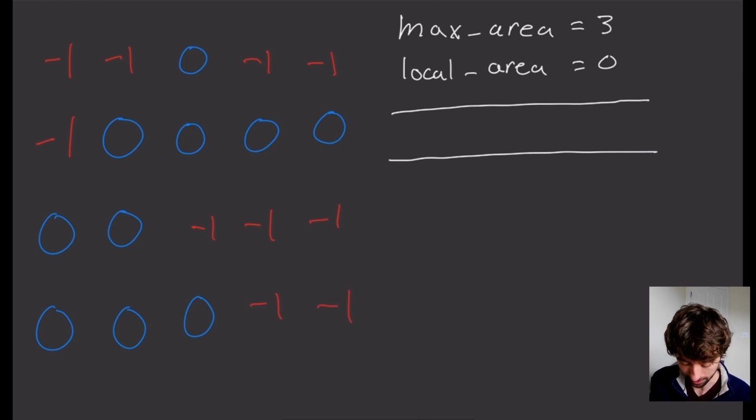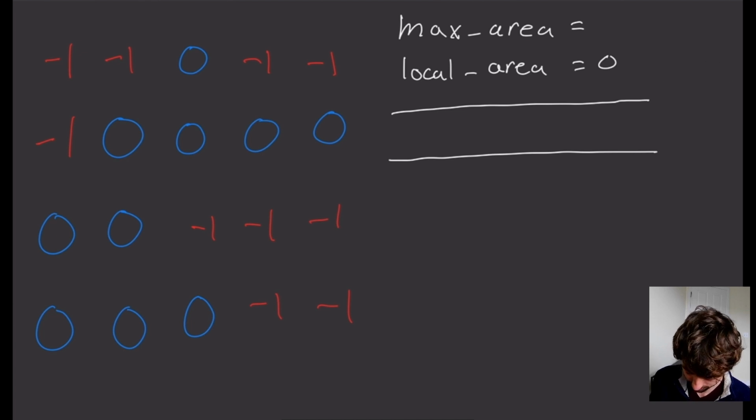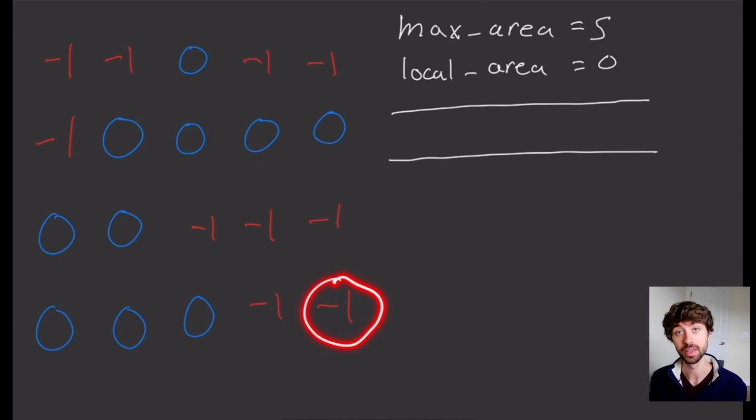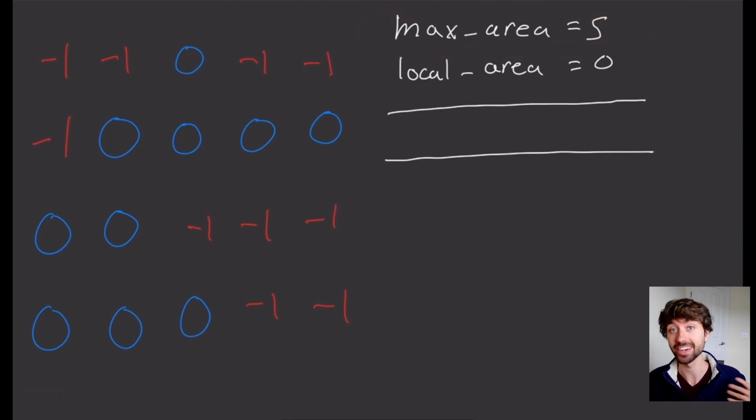And remember, each time that we find the 1, we will end up adding 1 to our local count, which will give us 5. And we can say at the end that 5 is bigger than 3. So we update our max count, or our max area, to be 5. And now we've finally got to the end of the grid, meaning we've looked at every island. And so now we can just return this max area, which is 5.